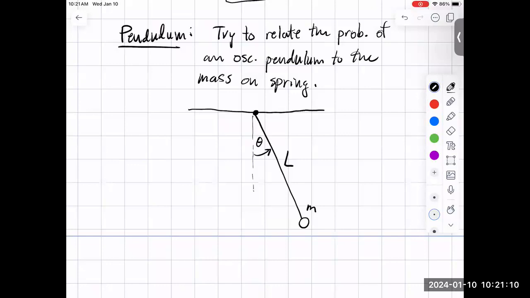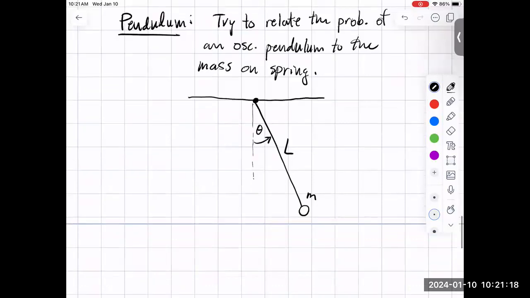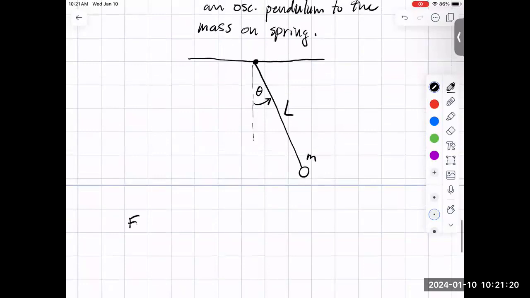All right. So the first thing that we'll try to do is draw a free body diagram.